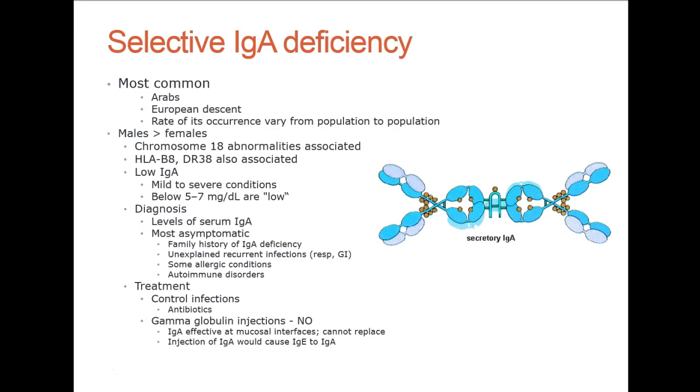And in general, as you would probably imagine, we see a low immunoglobulin A. Usually it's pretty asymptomatic. People don't really know they have it. There may be a family history, but we can have unexplained recurrent respiratory and GI infections. We can see allergic conditions and sometimes autoimmune disorders as well. For this, we usually treat the infections that come along with it, but we do not give the immunoglobulin injections that I just mentioned. IgA is very effective at mucosal interfaces, so it's part of the tears and saliva, and an injection of IgA would cause an immune reaction. It wouldn't necessarily replace it and work very well.